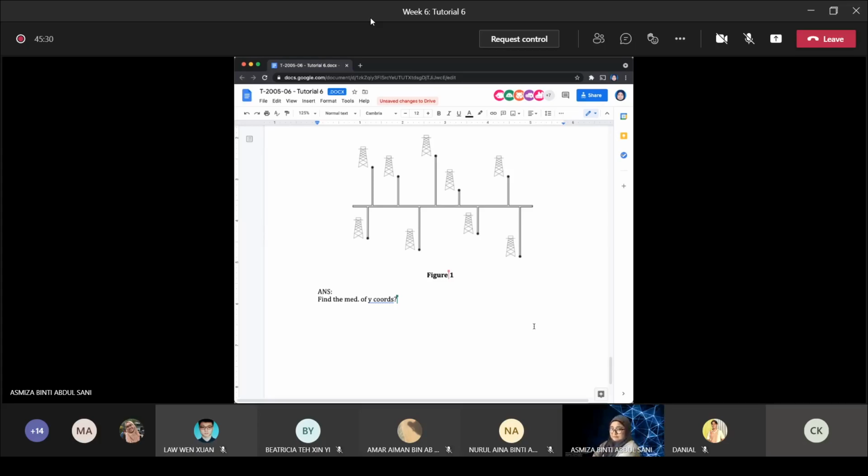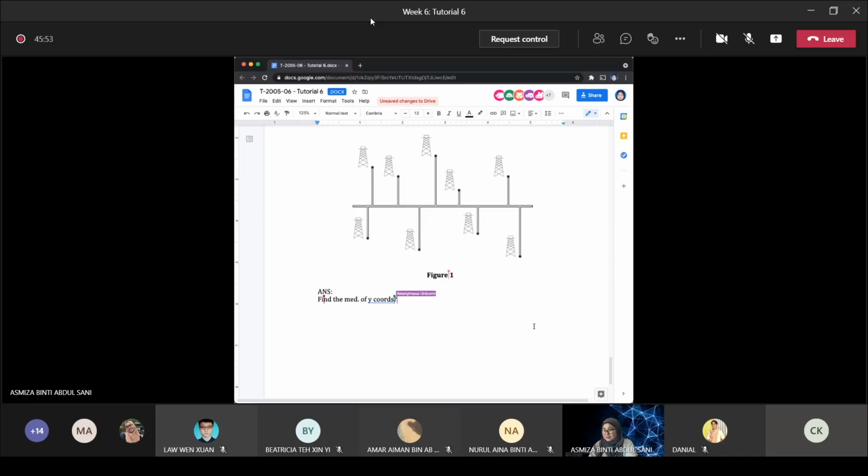Any ideas? You have the right concept. So basically, since we are talking, no idea. Yeah, but you did say the median of y coordinates. But what are the y coordinates?